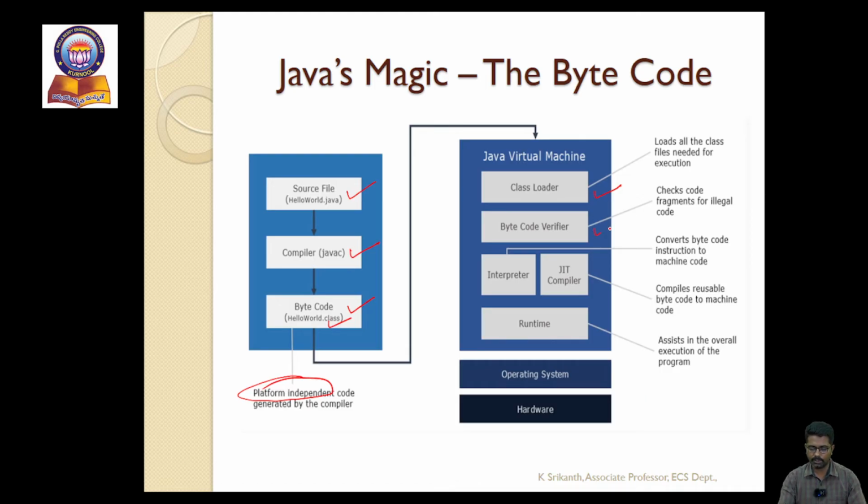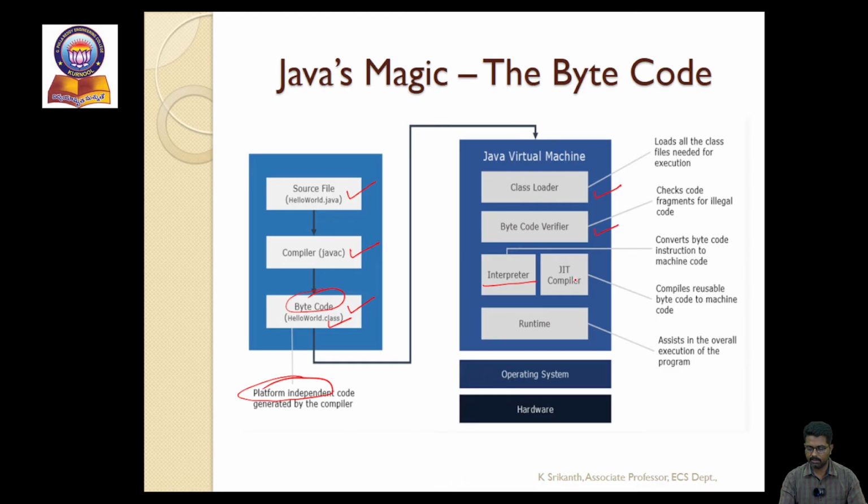Then the other component is the bytecode verifier. Whatever bytecode is generated after compilation will be validated. It will check for illegal code. If any illegal code is there, it stops the process and intimates the same to the programmer. If bytecode verification is successful, then the code is diverted to the interpreter. The interpreter executes the code line by line, and the machine code is generated.